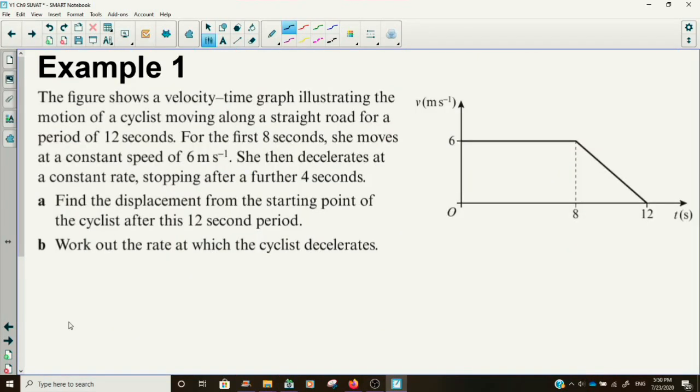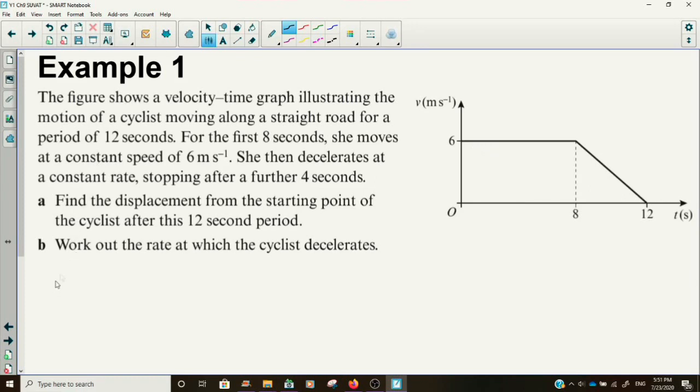In example 1, we have the velocity time graph that represents the motion of a cyclist moving along a straight road for a period of 12 seconds. For the first 8 seconds, she's moving with a constant speed of 6 meters per second. She then decelerates to rest in a further 4 seconds. In part A, we just need to work out the displacement from the starting point during the 12-second period. So how far has she travelled? And incidentally, because the graph lies completely above the t-axis, the distance travelled and the displacement are the same.